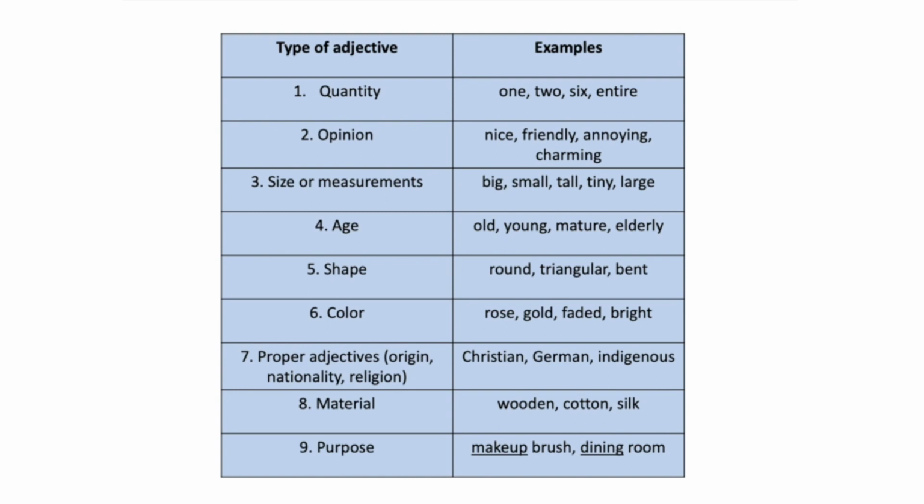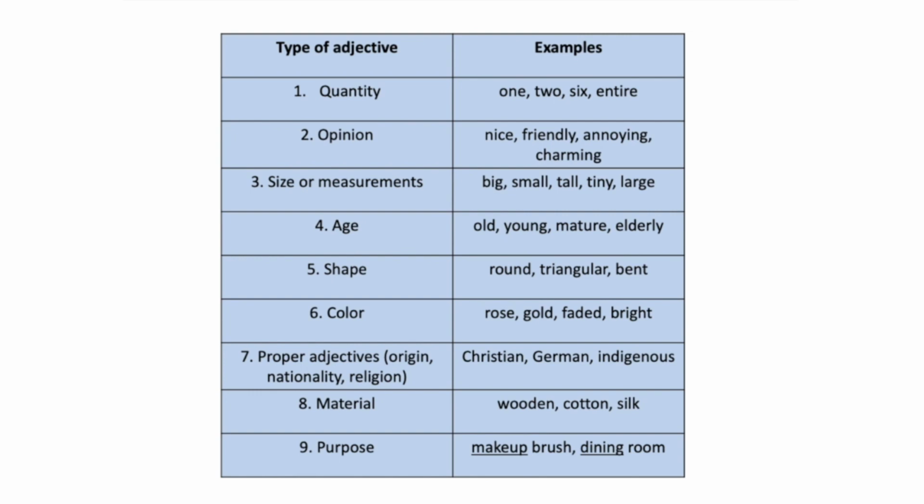These adjectives indicate how we feel about something or someone. Size or measurement. Big, small, tall, tiny, large. Then, by age. Old, young, mature, elderly. Next, by shape. Round, triangular, bent. Color. Rose, gold, faded, bright.